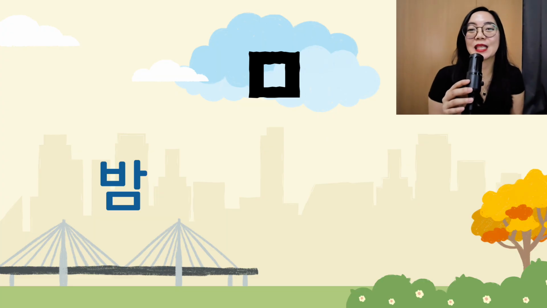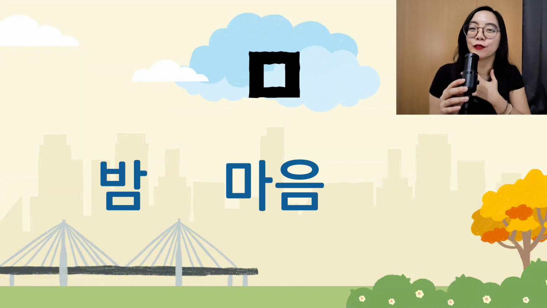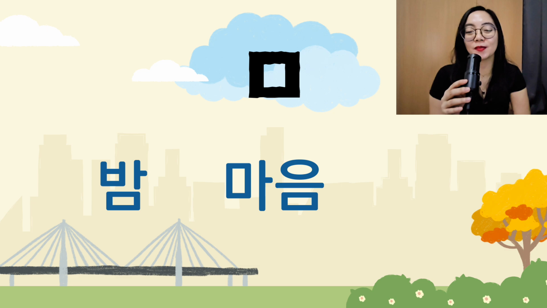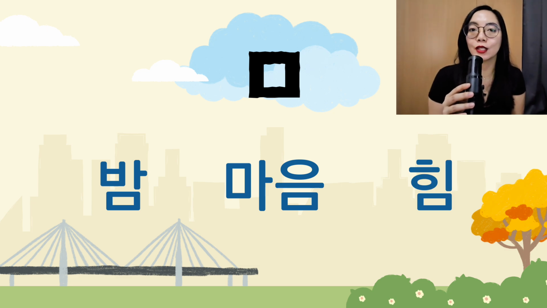Our next final consonant is pretty easy because it sounds the same as an initial and final consonant sound. So let's look at some sample words. The first one is pam, which means night. The next one reads as maum, which means heart or feelings or emotions. And the last sample word is him, which means strength.